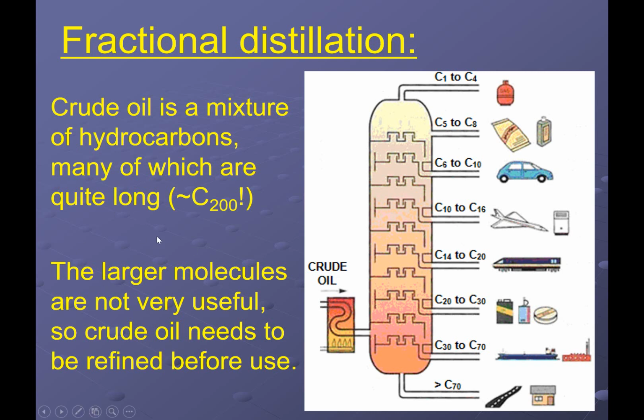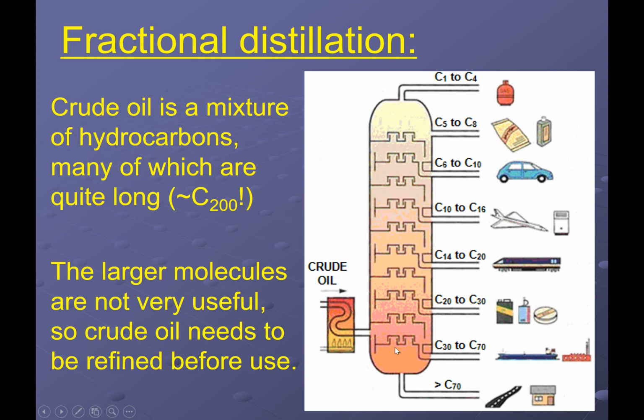A lot of the larger molecules are not very useful, so what we're going to do here is treat them. The first thing we do in this fractionating column is heat all of them. Usually we throw around a number of about 400 or 500 degrees. That's hot enough to vaporize all of them. Because these hydrocarbons have nonpolar chains, we know they rely just on weak London forces to hold them together. That's why we don't need such intense temperatures.